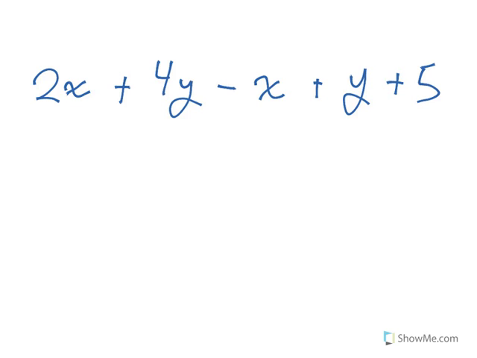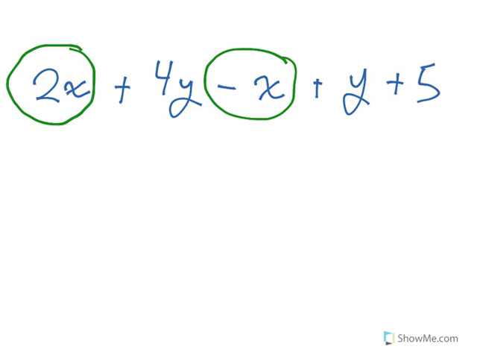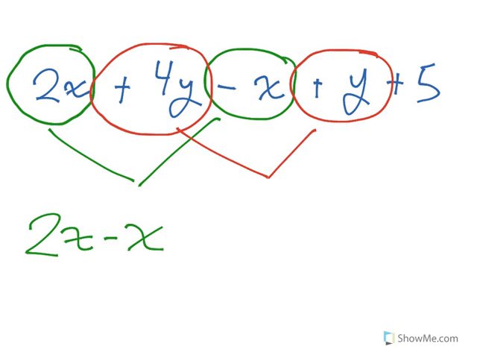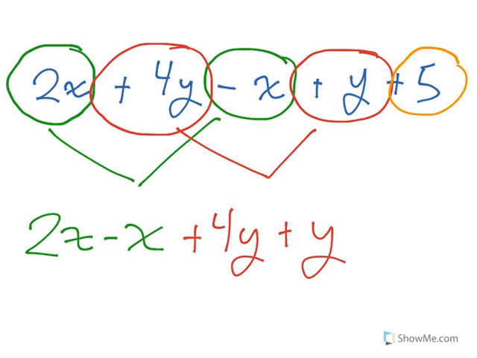When I look at like terms, what I like to do is circle or color my like terms. So we have 2x's. This is 4y. Now we have a -x. There are no other x's here, so our like terms are 2x minus x. For our other like terms, we have plus 4y plus y, and then we have just 5.